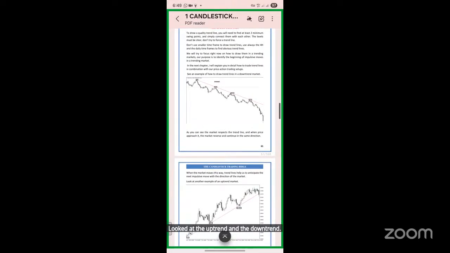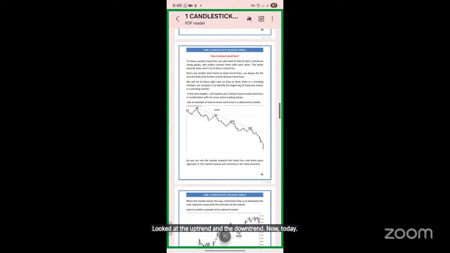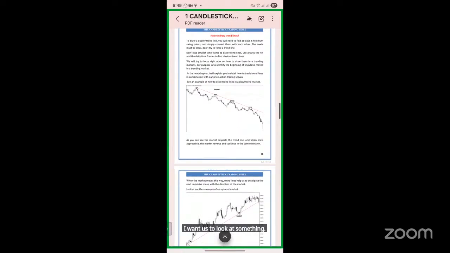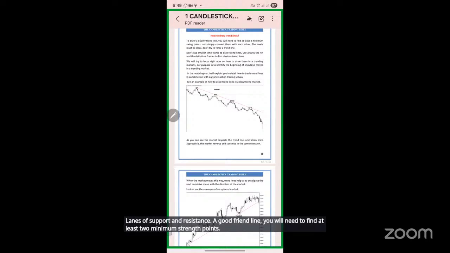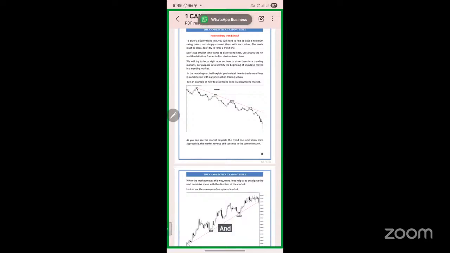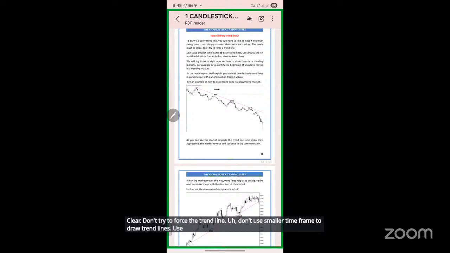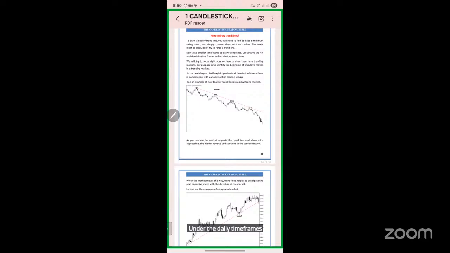Now, today, I want us to look at how to draw lines of support and resistance. To draw a trend line, you will need to find at least 2 minimum swing points and simply connect them to each other. The levels must be clear. Don't try to force the trend line. Don't use a smaller time frame to draw trend lines. Always use the 4-hour and the daily time frames and find obvious trend lines.